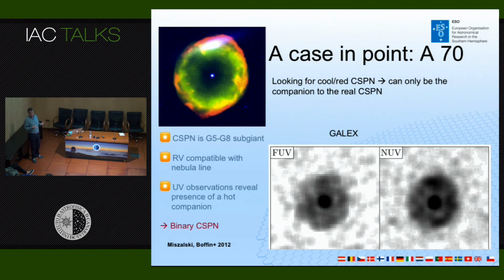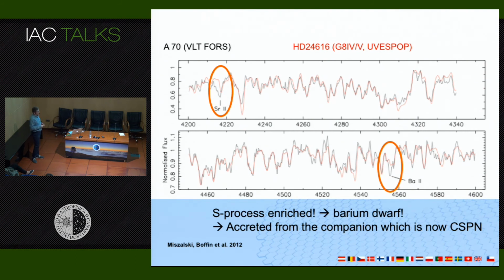We cannot determine the orbital period, but because this companion must be a subgiant, the orbital period has to be relatively large in order to have the space for this subgiant. But more interesting is that when we took spectra of this object, the cool companion, what we could detect is this: a comparison between Abell 70 and a normal subgiant star, which is in red. You can see that Abell 70 has much stronger strontium lines, much stronger barium lines, and so in fact this object is enriched in s-process elements.